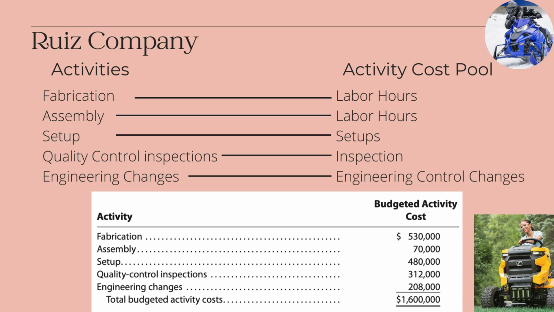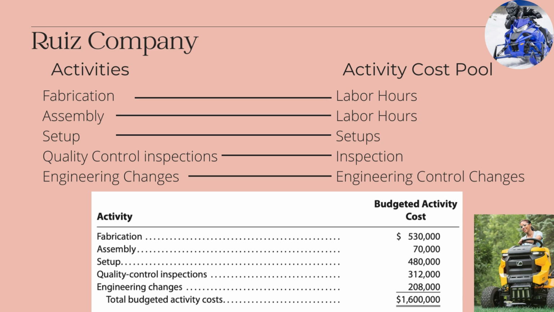Now is a different scenario. The fabrication and assembly are now treated as activities rather than departments. Also, you would see that more activities were identified and allocated a certain level of budgeted activity cost. As you can see in the table, now let's identify what the different activities and their corresponding activity cost pools are. So the activities are as follows.